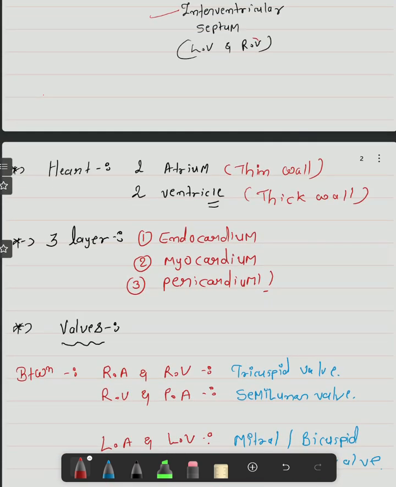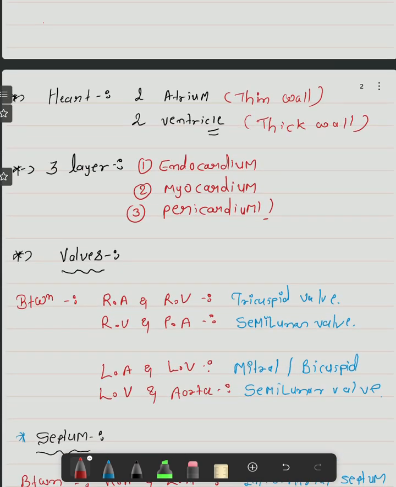As I told you, the atria have a thin wall and the ventricles have a thick wall. Why do the atria have a thin wall and the ventricles a thick wall? I will explain the answer to this question when I start the systemic and pulmonic circulation.